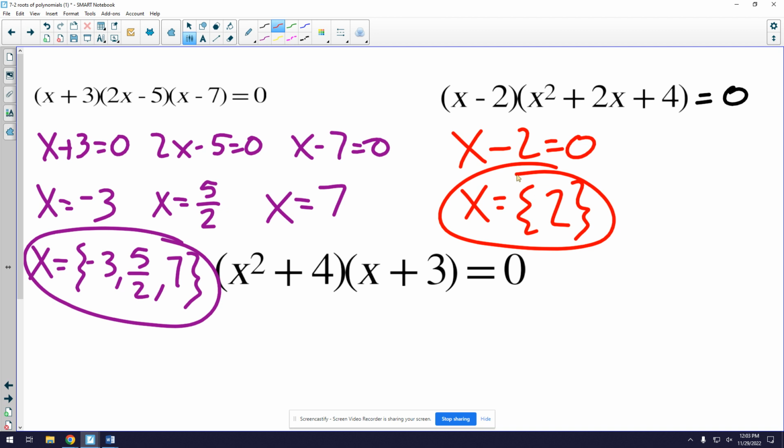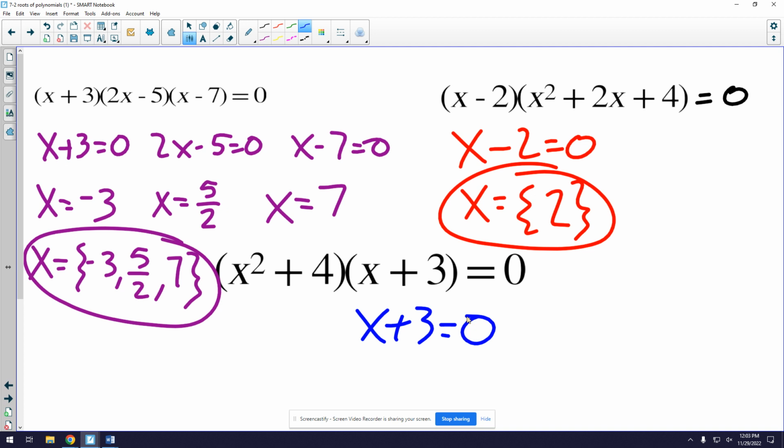Okay, last one has two factors, x squared plus 4 and x plus 3. X plus 3 is linear. Definitely going to set that one equal to 0. But the other one is quadratic, okay? It's a binomial, good, but it's addition. So I'm not going to set that one equal to 0. You could, x squared plus 4 set equal to 0.